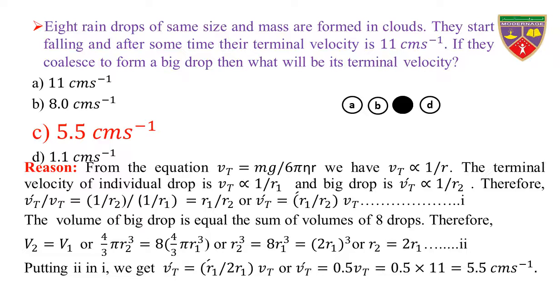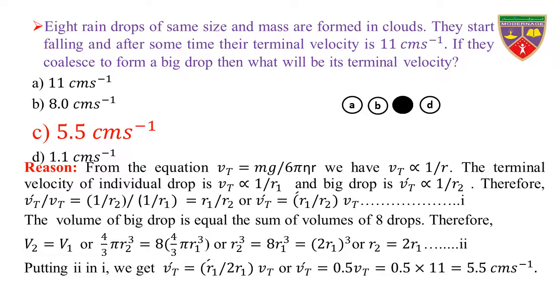The volume of the big drop is equal to the sum of volumes of 8 drops. Therefore, V2 is equal to 8 V1, or 4 by 3 pi r2 cube is equal to 8 into 4 by 3 pi r1 cube, or r2 cube is equal to 8 times r1 cube, or 2 into r1 whole cube. So r2 is equal to 2 r1, which is equation 2.